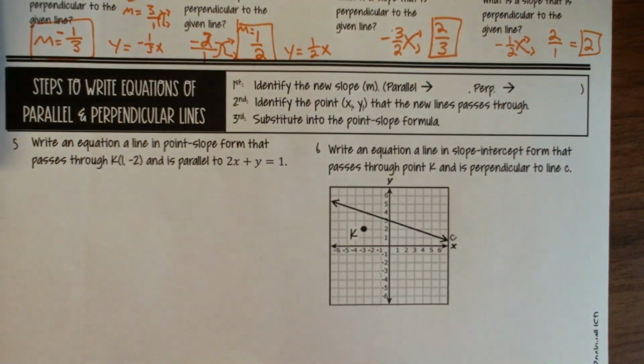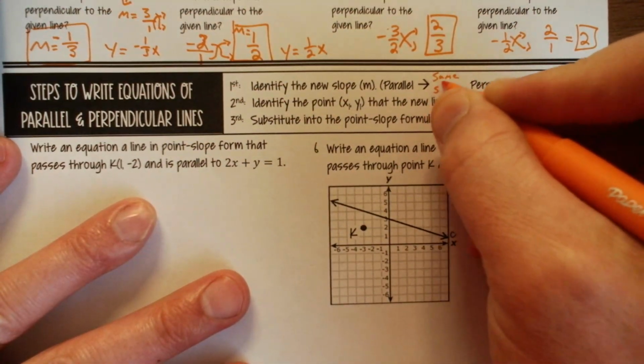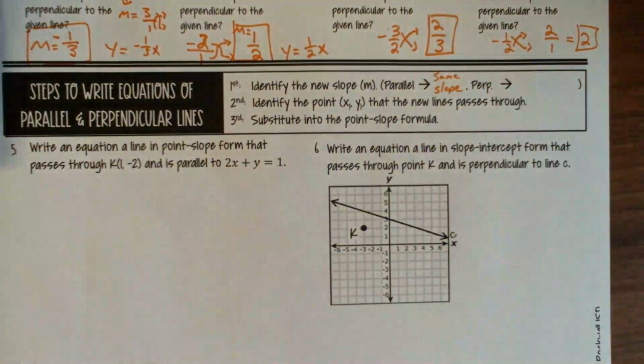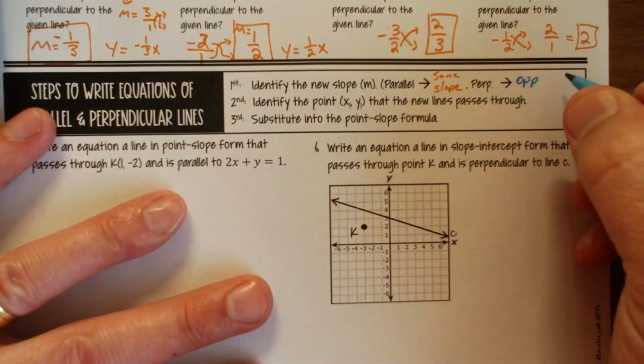Here, it says the steps to writing equations in parallel and perpendicular lines. First, identify the slope, identify the new slope, and then you'll want to identify a point that it passes through and substitute it in for point slope formula. So remember, parallel lines have the same slope. Remember, perpendicular has opposite reciprocals.